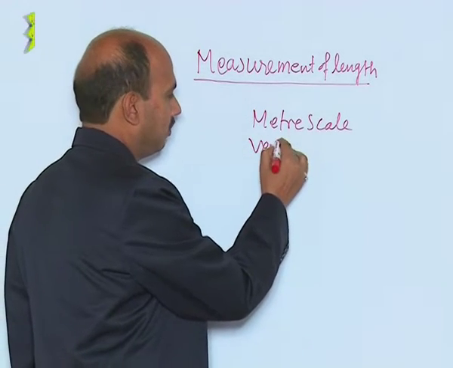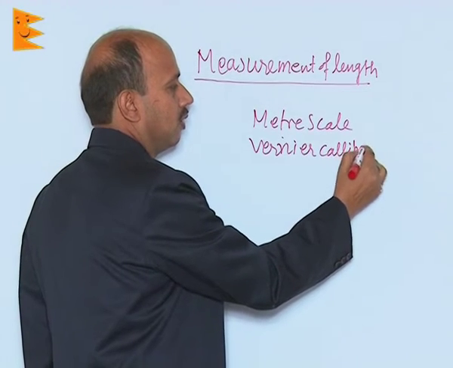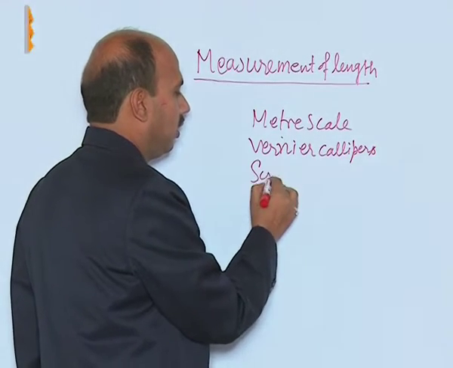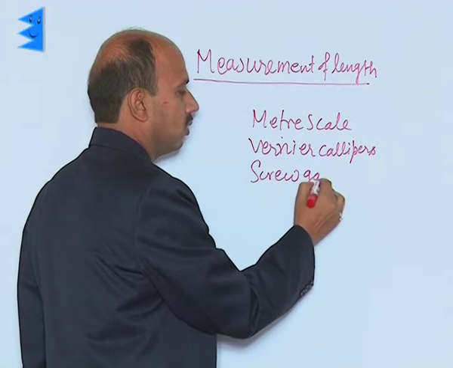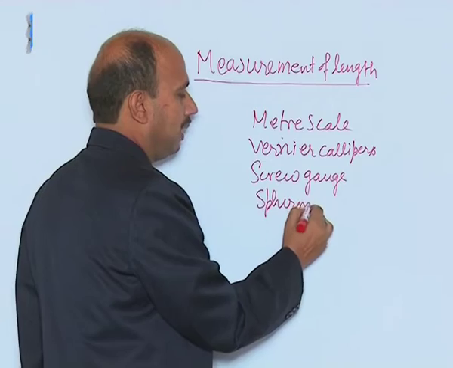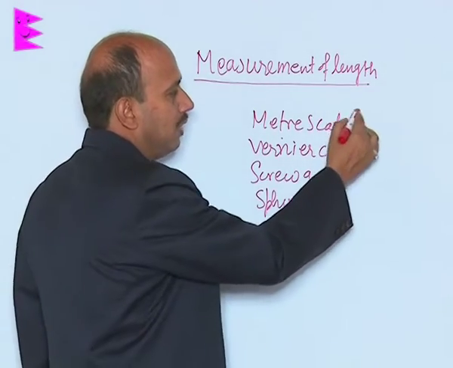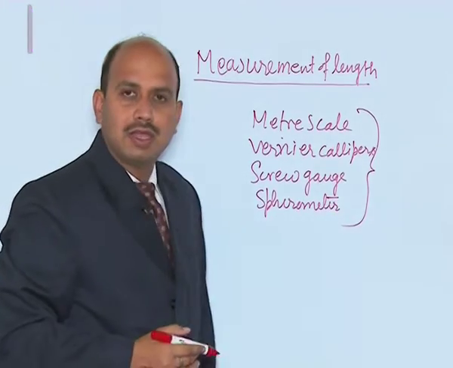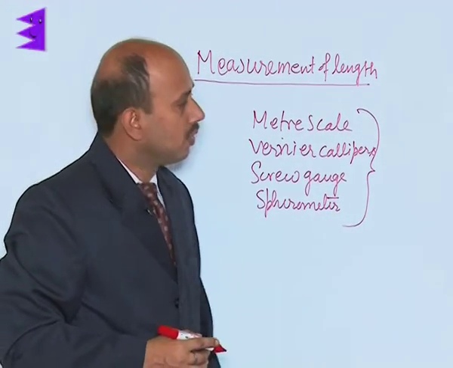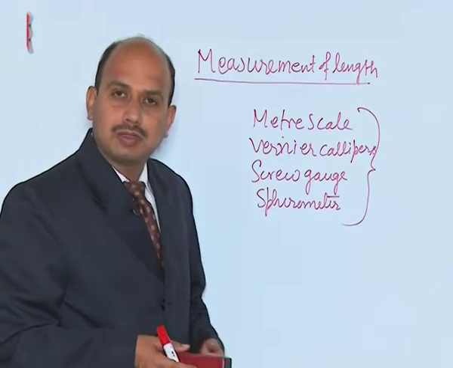Vernier calipers can be used. Screw gauge can be used. Spherometer can be used. So all these instruments we use generally for measuring length by the direct method. Now here we will be seeing the measurement of length by the indirect method also.